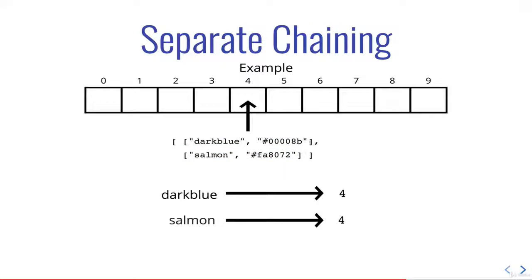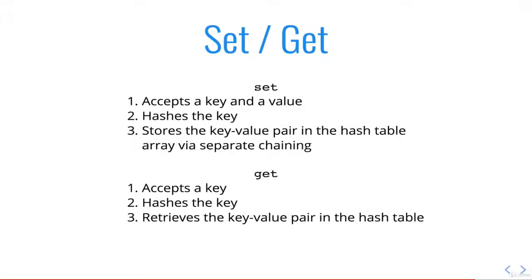So there's no guaranteed order within. So we don't know if salmon will be the first one, the second one, the fifth one. We're just going to check. Once we get to index 4 where salmon is, we're just going to look for salmon in that nested list. And then finally, if it's not in our hash table at all, return undefined.